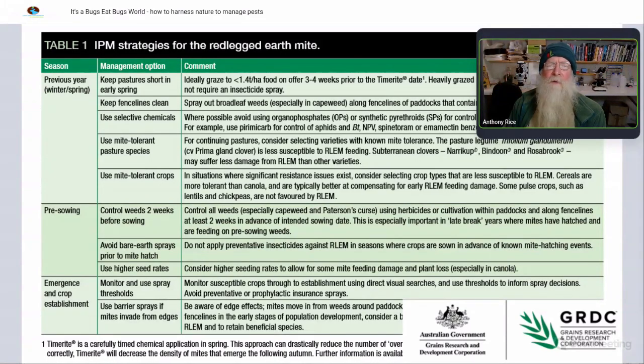So if you are having trouble with red-legged earth mite, I strongly recommend that you have a look at the information that's out there and available.